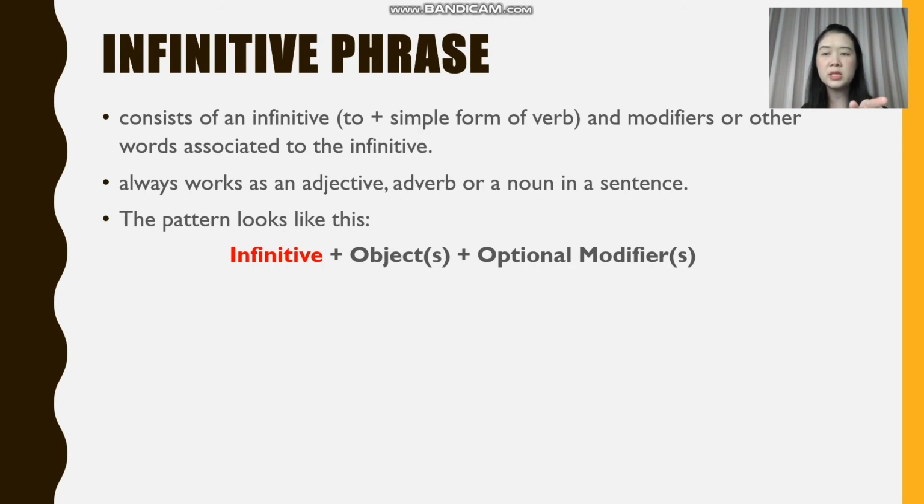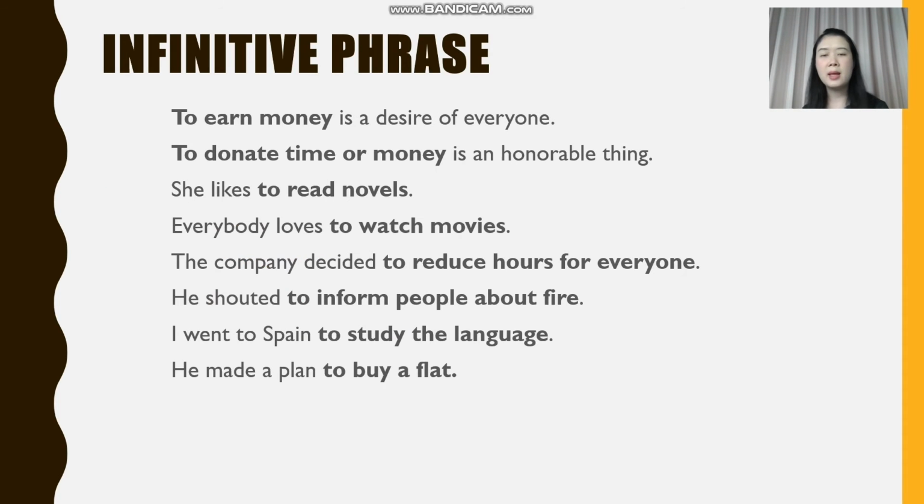To-infinitive consists of an infinitive, that is to, and then the simple form of a verb, with some kind of modifiers or other words related to that infinitive. And we can use them as an adjective, adverb, or probably a noun in a sentence. It looks like this: we start with the infinitive and then an object or some kind of modifiers. Like this one: To earn money is a desire for everyone.